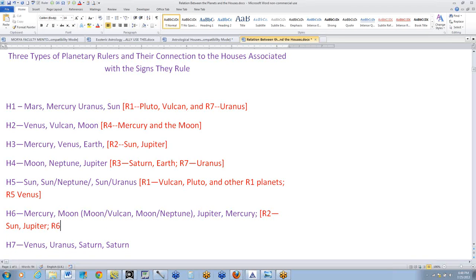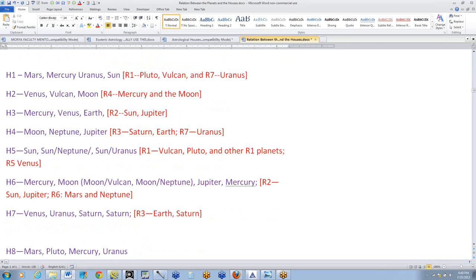And ray 6, we have Mars and Neptune. All right, with house number 7, we have Libra, so it's ray 3, so it is the Earth and Saturn. And there's also some Uranus in it, but Uranus is already mentioned. One of the rays of Uranus, maybe the third ray.